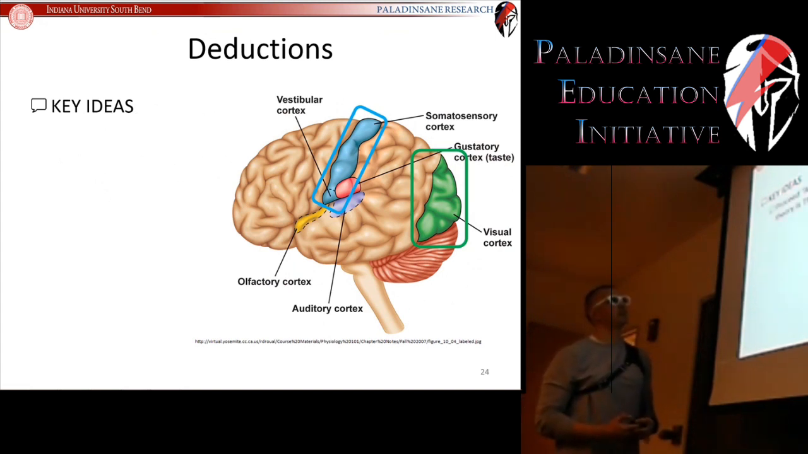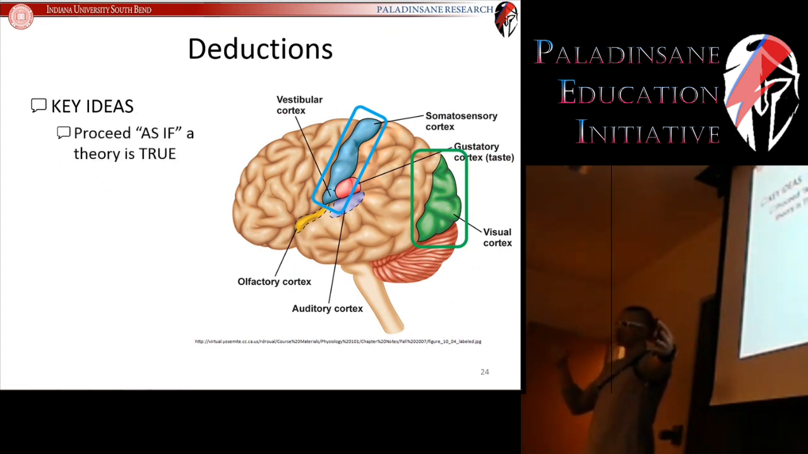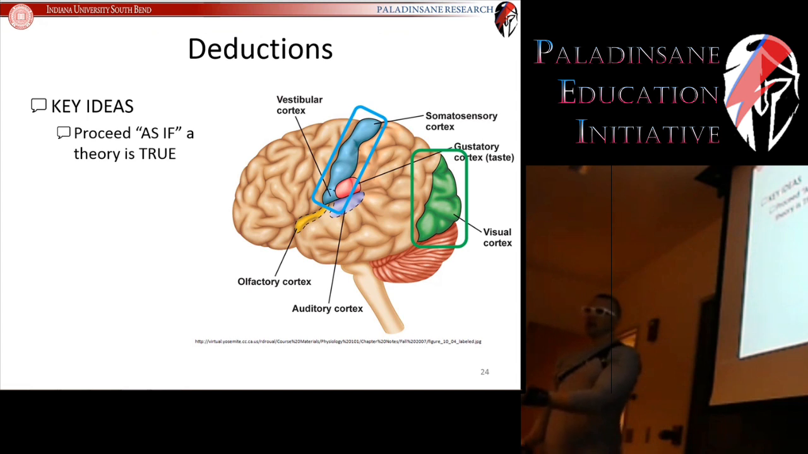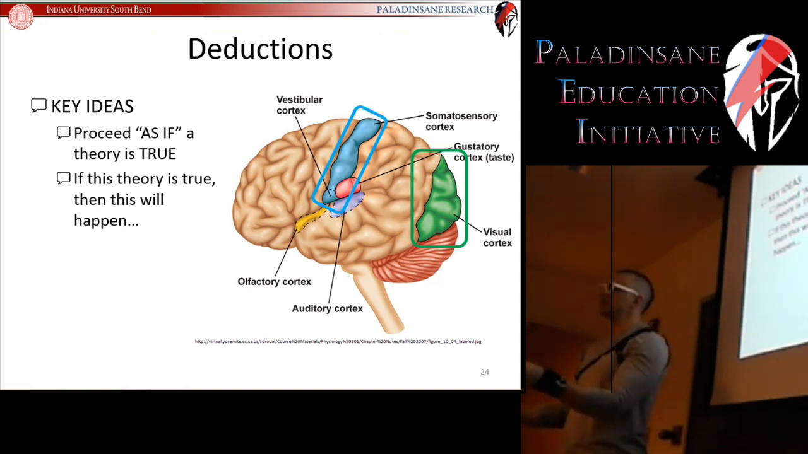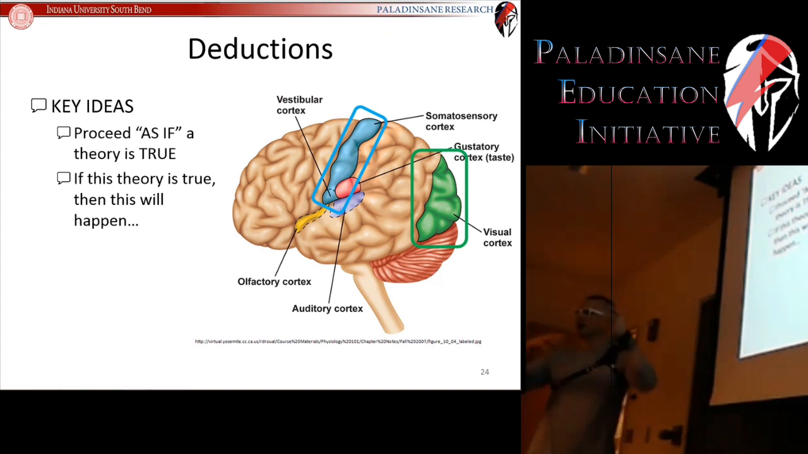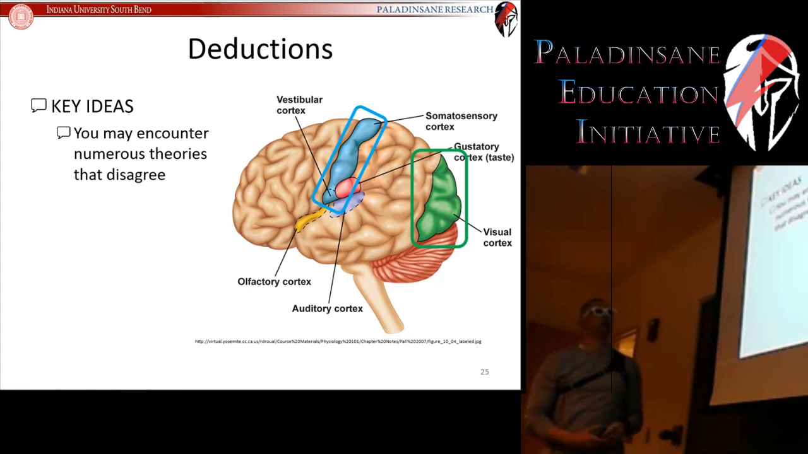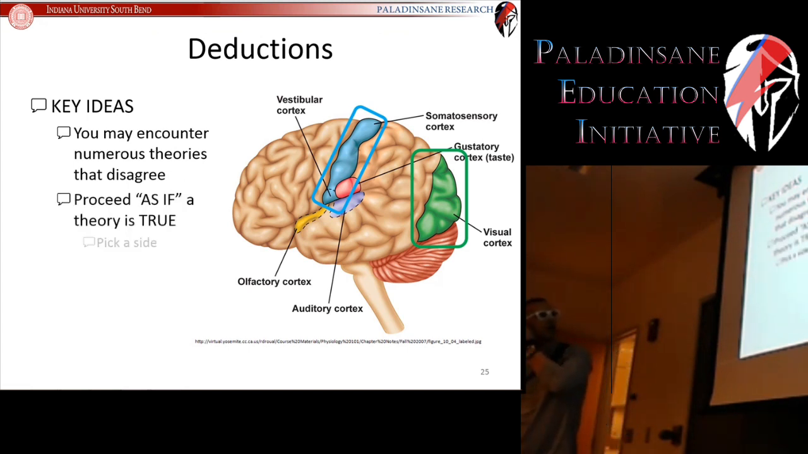Anyways, some final key ideas. Again, this is going to be your general outline for your theoretical work. Find a theory and then proceed as if that theory is true. So again, in your research, you'll find explanations for this phenomenon. Proceed as if that phenomenon is true. Apply it to a new situation, in our cases, a new population, and then say, if this theory is true, and I apply it to these people with these characteristics, then I predict this is going to happen, and that this is going to happen is your new one. So again, you might find theories that disagree. Pick one, proceed as if it's true.